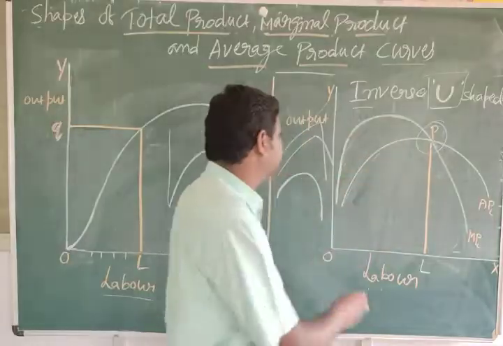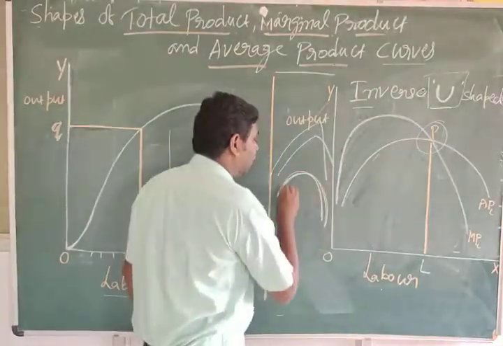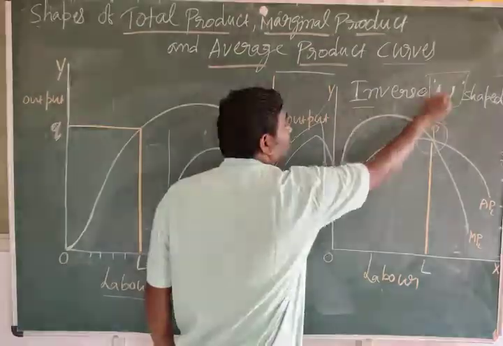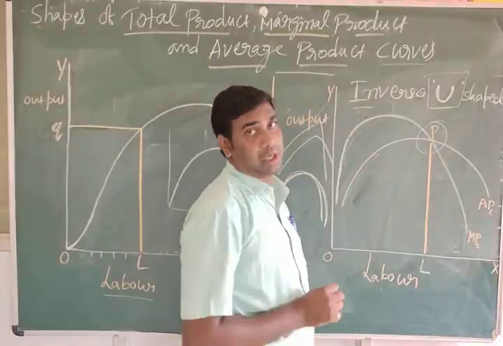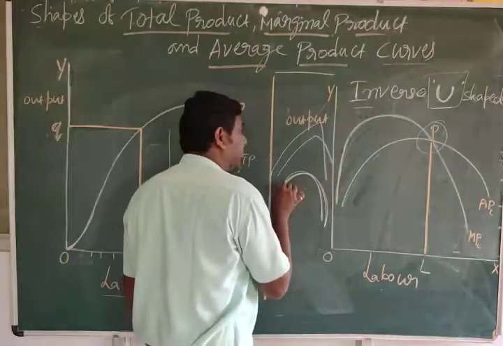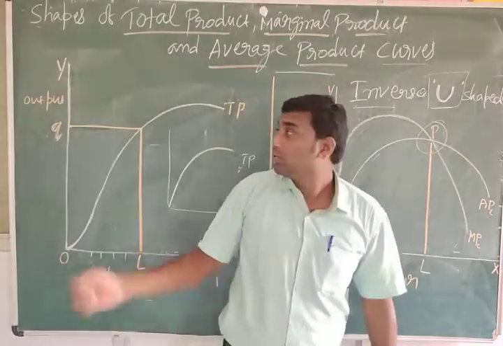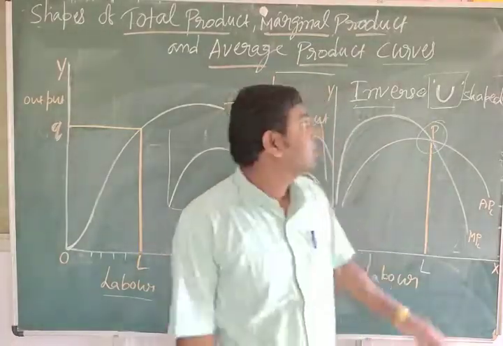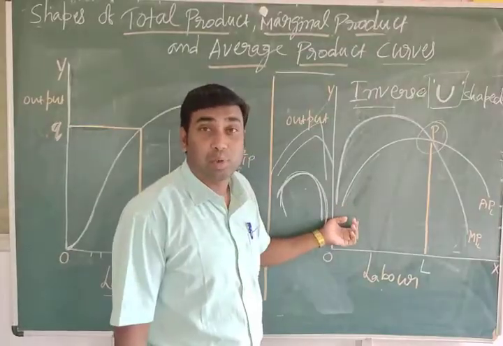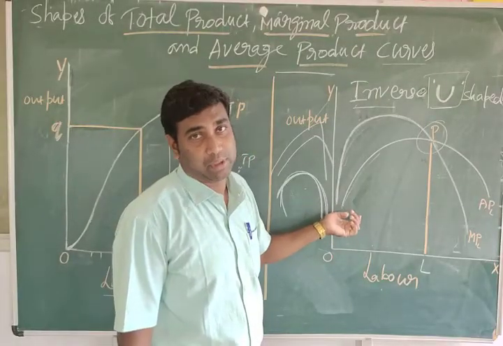Inverse U. Okay, inverse U shape. If you write like this, this is inverse shape, but we need inverse U shape. This is very important. So this is the total product curve. This is both the marginal product curve and also the average product curve.